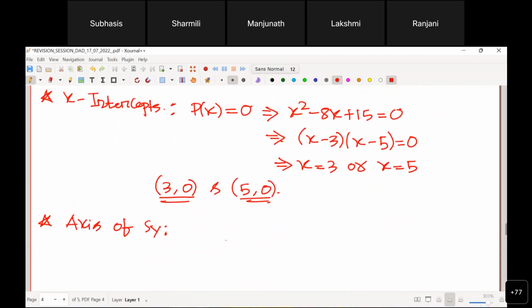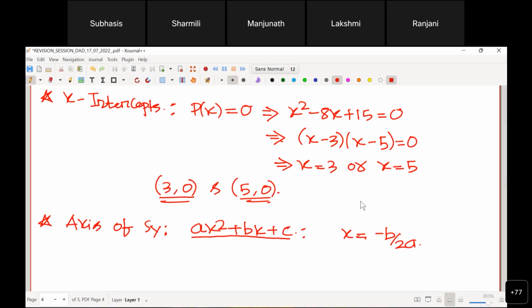Suppose I have a quadratic polynomial like ax square plus bx plus c. What is the axis of symmetry of this polynomial? Minus b by 2a. It's better to say not just minus b by 2a, but x equal to minus b by 2a. The axis is a line, right? So x equal to minus b by 2a is my axis of symmetry.